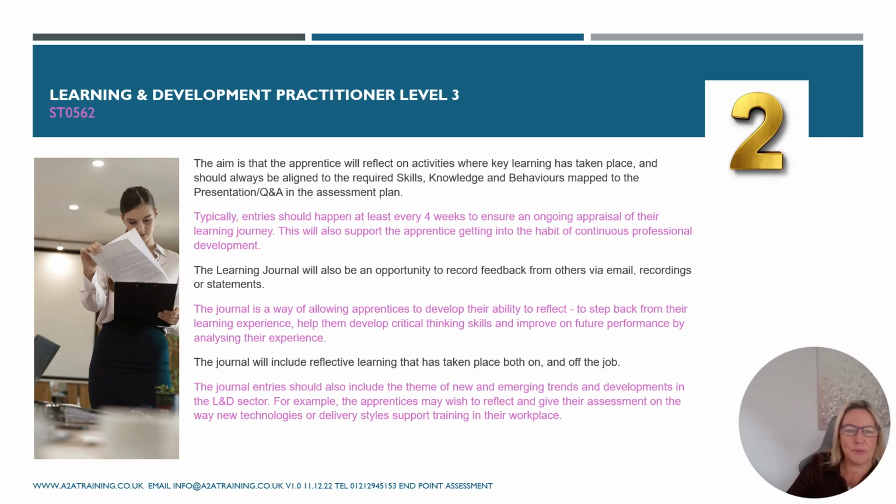So the aim is that the apprentice will reflect on activities where key learning has taken place, and these should be aligned to the KSBs for the standard that are detailed in the assessment plan. Typically, entries should happen every 4 weeks or so to ensure an ongoing appraisal of their learning journey. The learning journal will be an opportunity to record feedback from others via email or other statements and allow apprentices to reflect and learn.